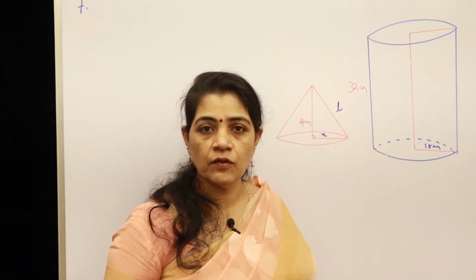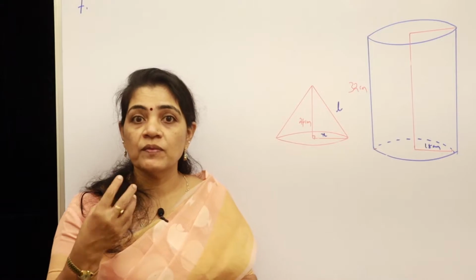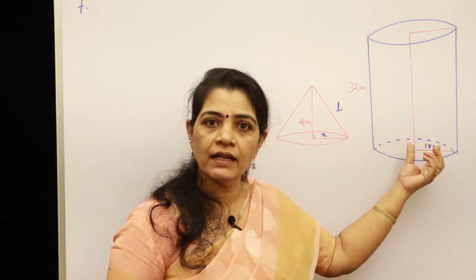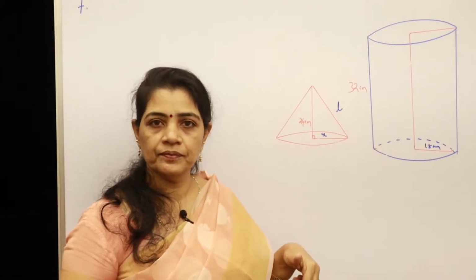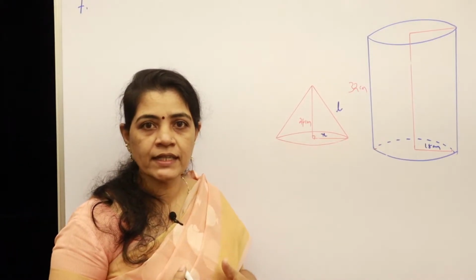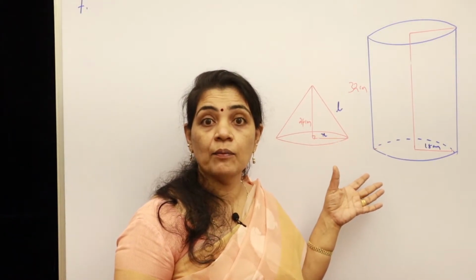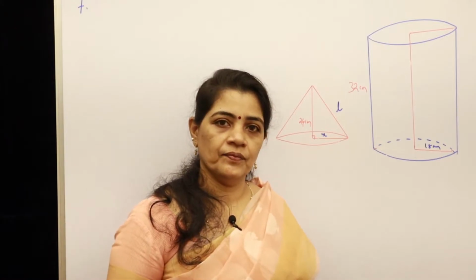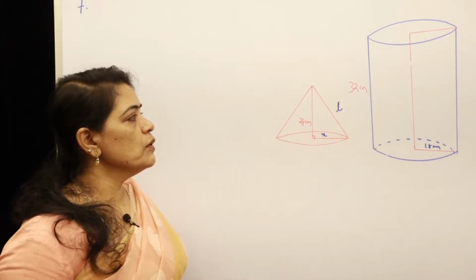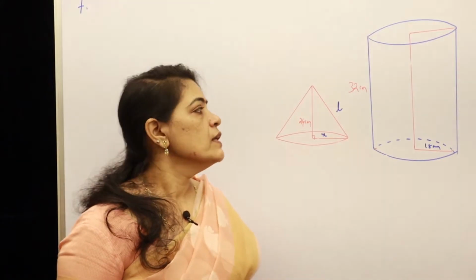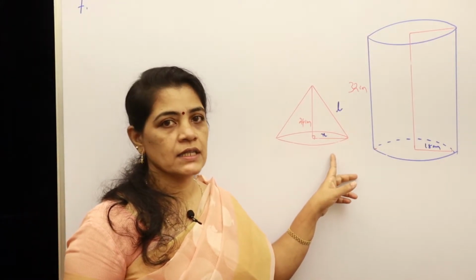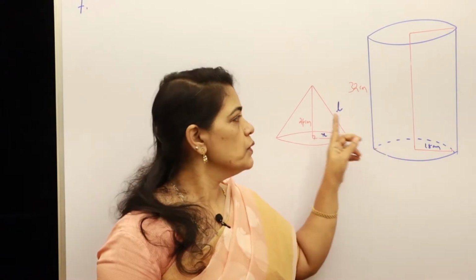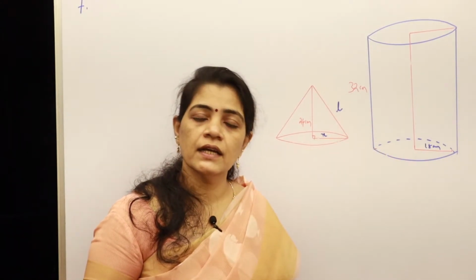Question clear, children? That means the conical heap is formed from the sand inside the bucket. So the volume of the sand inside the bucket is the same as the volume of the conical heap. Understood? That means you can equate the volume of the cone, 1 by 3 pi r square h, to the volume of the cylinder, pi r square h. One point to be noted: it is a very simple problem but important. Both have radii, so we can represent them as r1 and r2, heights as h1 and h2, and the slant height is only for the cone.